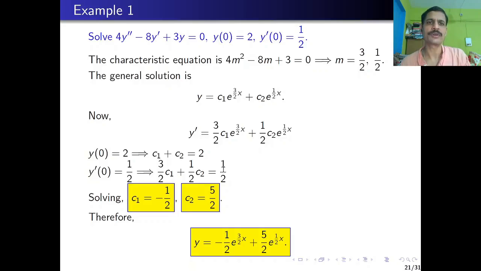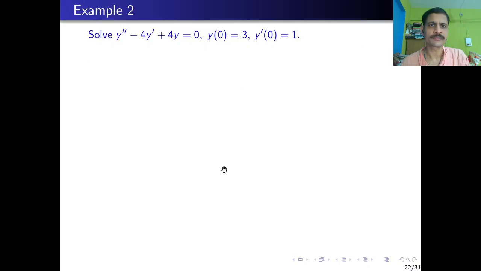Next we have looked at another example of initial value problem based on second order linear ODEs with constant coefficient. Consider the differential equation y double prime minus 4y prime plus 4y is equal to 0 with initial condition y0 is equal to 3 and y prime 0 is equal to 1.